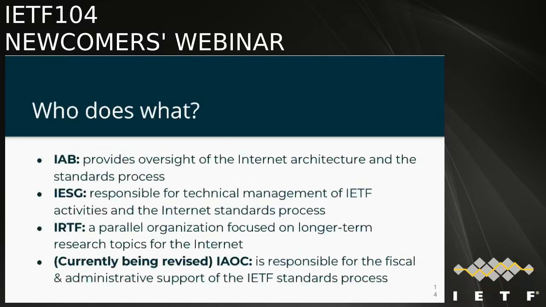So this slide provides an overview of some of these organizations. IAB, that's the Internet Architecture Board. As it suggests, it provides oversight of the Internet architecture and the standards processes. Then we have IESG, the Internet Engineering Steering Group. It is responsible for the technical management of IETF activities, including the final approval of specifications as Internet standards. It consists of area directors who are selected by NOMCOM, that is the nomination committee, and are appointed for a period of 2 years, I think.